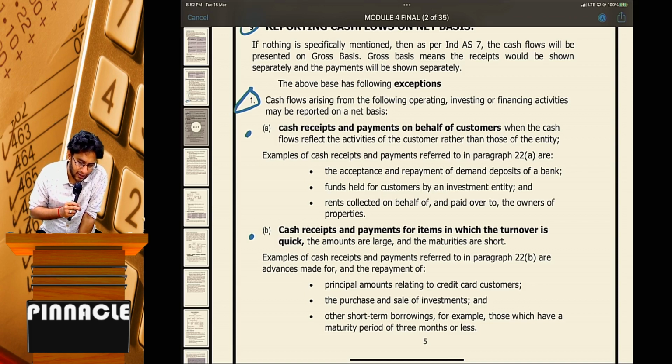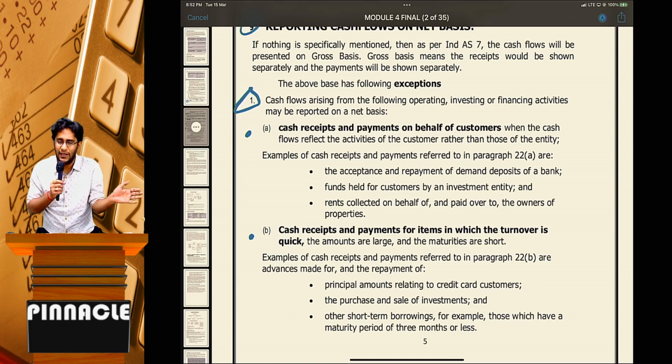Acceptance and repayment of demand deposits of a bank. Demand deposit means current account balance, sir. A customer gave 5 lakh rupees. Immediately he took away 2 lakh rupees. So in a year, like this, how many transactions will be there, sir? Hundreds of transactions will be there. So overall, what you have to do is, for the entire current year, net bank received, bank paid. That alone, if you report, that's enough. If the bank starts reporting every inflow, every outflow, they would have to print a telephone directory. So net off, sir. Demand deposits case, so net off.